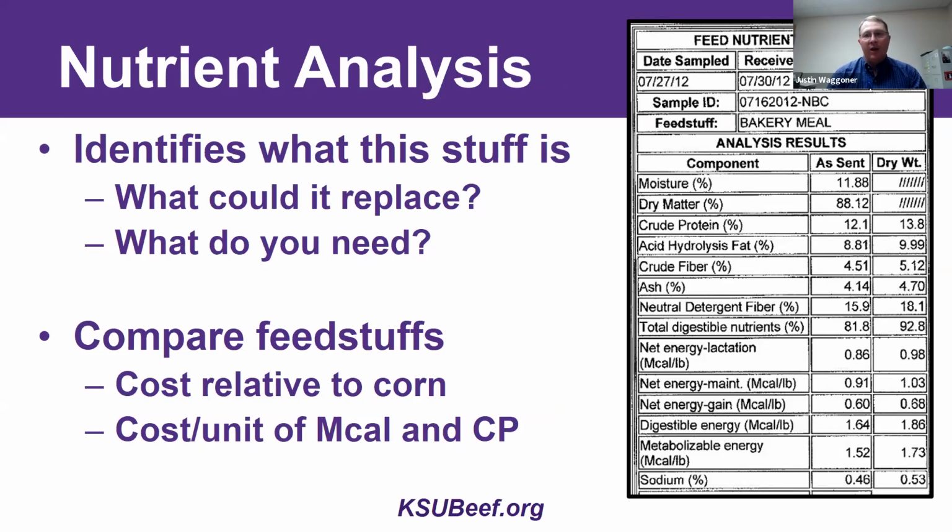Over here on the right, there's a nutrient analysis on some bakery meal. You can look at the specifications on it. And what we need to consider as we look at the nutrient analysis is, in your ration, what would this ingredient replace? If we look at this bakery analysis, it's about 13% crude protein, 88% dry matter. If we look at the net energy for maintenance numbers, net energy for gain, et cetera, that's what this is really going to do.